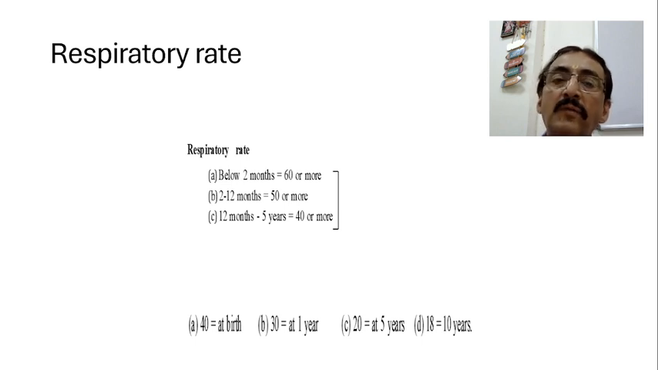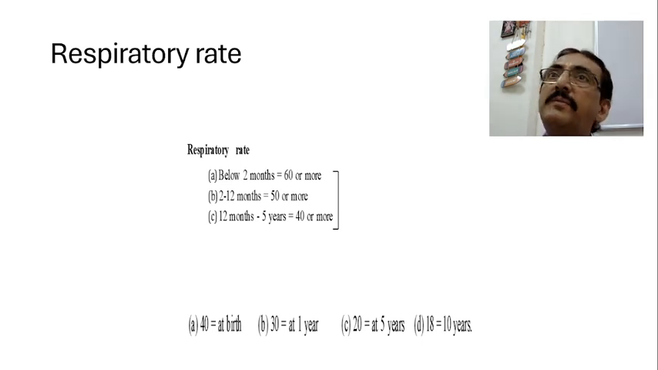Okay, so very important criteria. If the respiratory rate is more than 50 in between 2 to 12 months, that is considered as pneumonia. Similarly, in between 12 months to 5 years, if the respiratory rate is more than 40, it is considered as one of the symptoms or presentations of pneumonia. We should consider that yes, the child is having some breathlessness. Okay, difficulty in breathing is there.